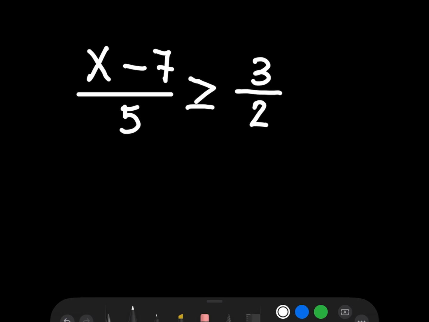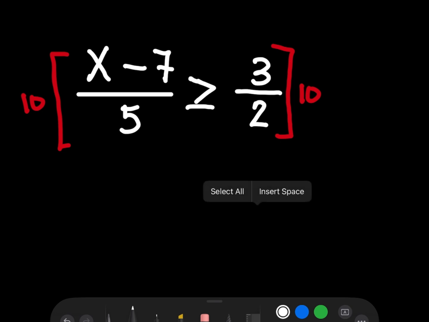So in this kind of inequality, you have to remove the fraction form. All you have to do is multiply the whole inequality by 10, okay? And 10 and 5 is divisible by 5, so cut 5 in there. And then 10 will become 2.